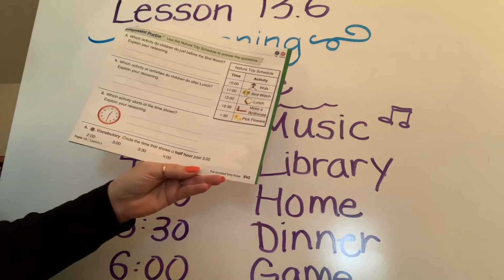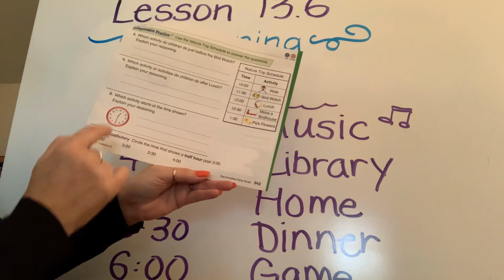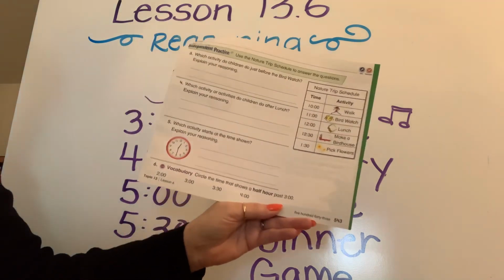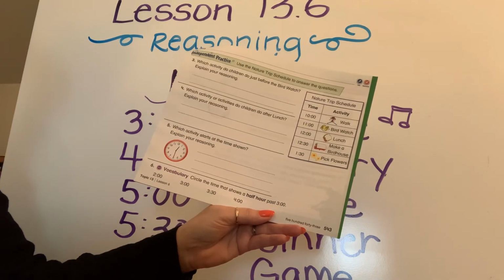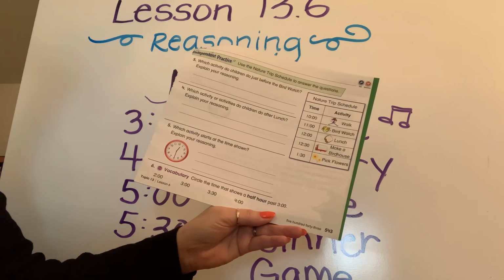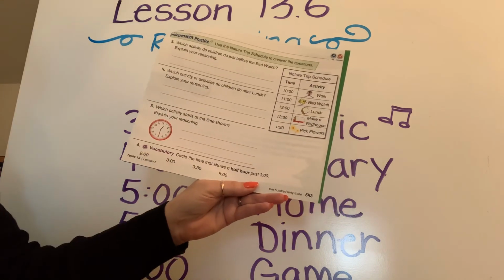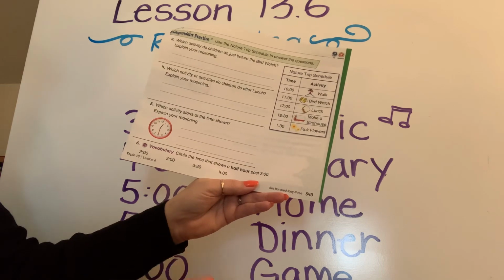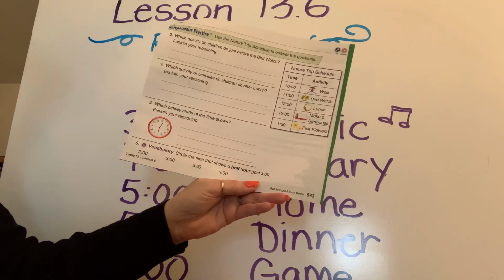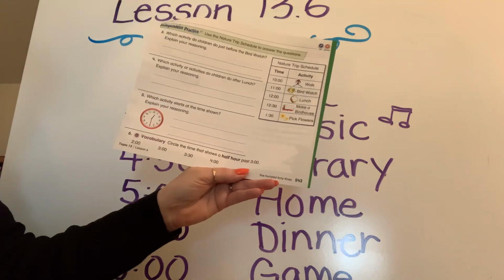Okay, number 5. What activity starts at this time? All right, do you see that clock? Wow, this one's a little bit tricky, isn't it? Isaiah, I'm going to call on you. What time does that clock say? Great. The hour hand is between the 12 and 1, so it's not on 1 yet, so we're going to say 12, and it's 12:30.